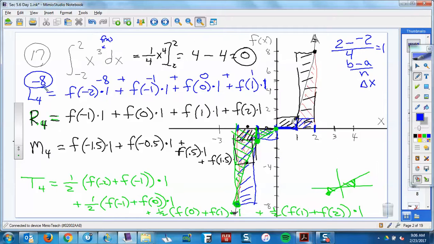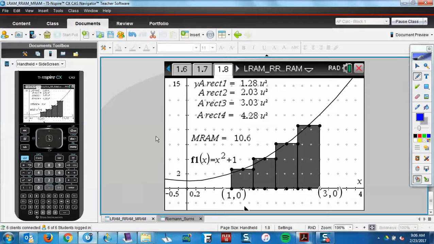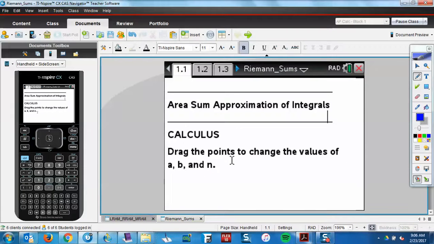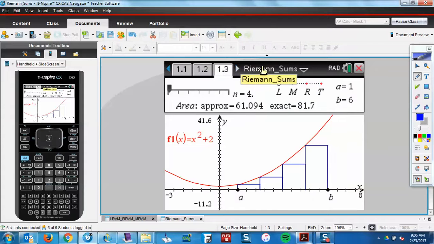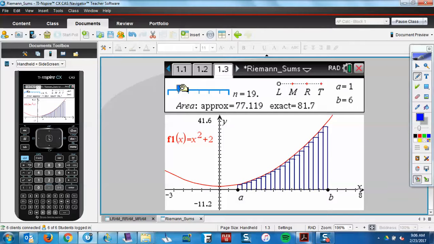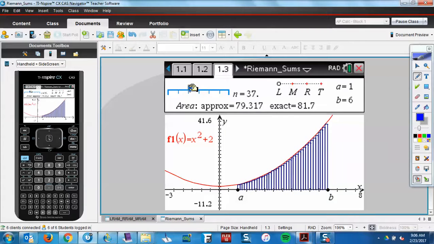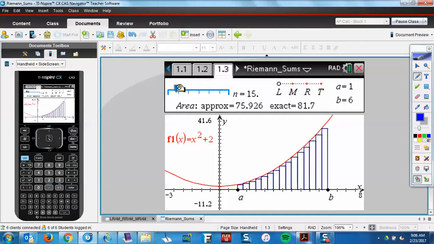So let's go to that other document I sent you real quick. You don't have to pull it up right now. You can pull it up later. Notice it's called a Riemann sum. That's how you pronounce that, Riemann. It's actually named after a German guy, George Bernard Riemann. Now, this is very similar to that other one. The difference here is you can change how many you have. Like if I want to do 4 left rectangles, fine. Or I can grab this slider and I can do more. Right? So it's kind of cool.